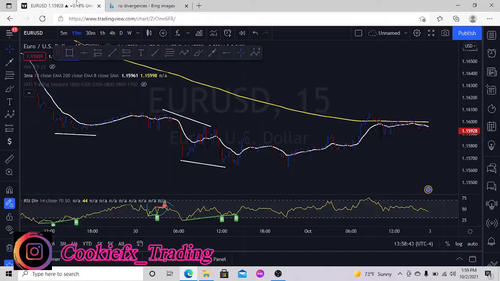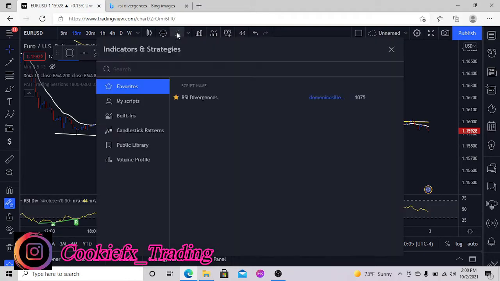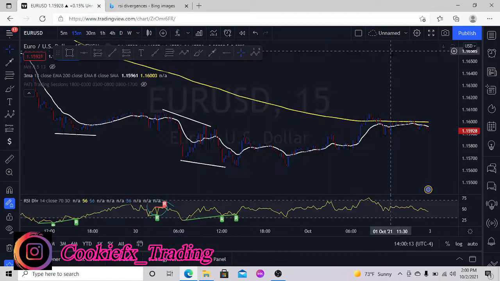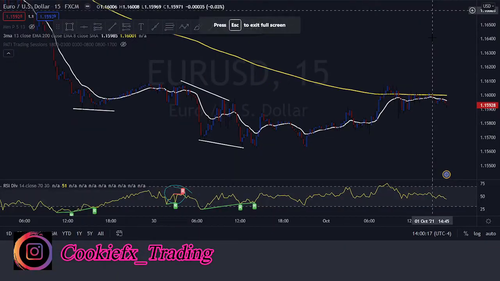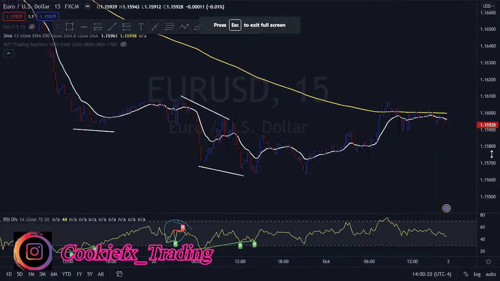First things first, I'm on EURUSD on the 15-minute. Before I even get to the strategy, to add the indicator, you want to go here, and it's RSI Divergences by this person. I can't see the entire name, but once you see this, this is the divergence indicator that I use. Right now, as I said in my trading plan video, I'm currently in the process of compounding my account.